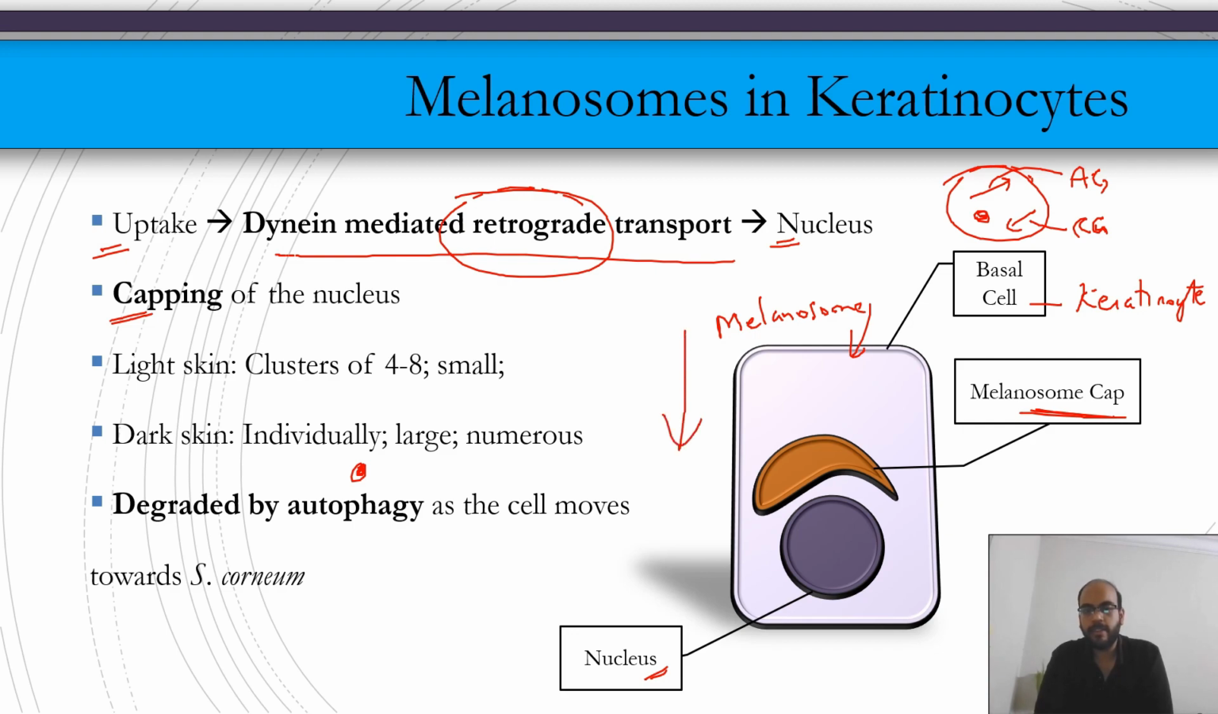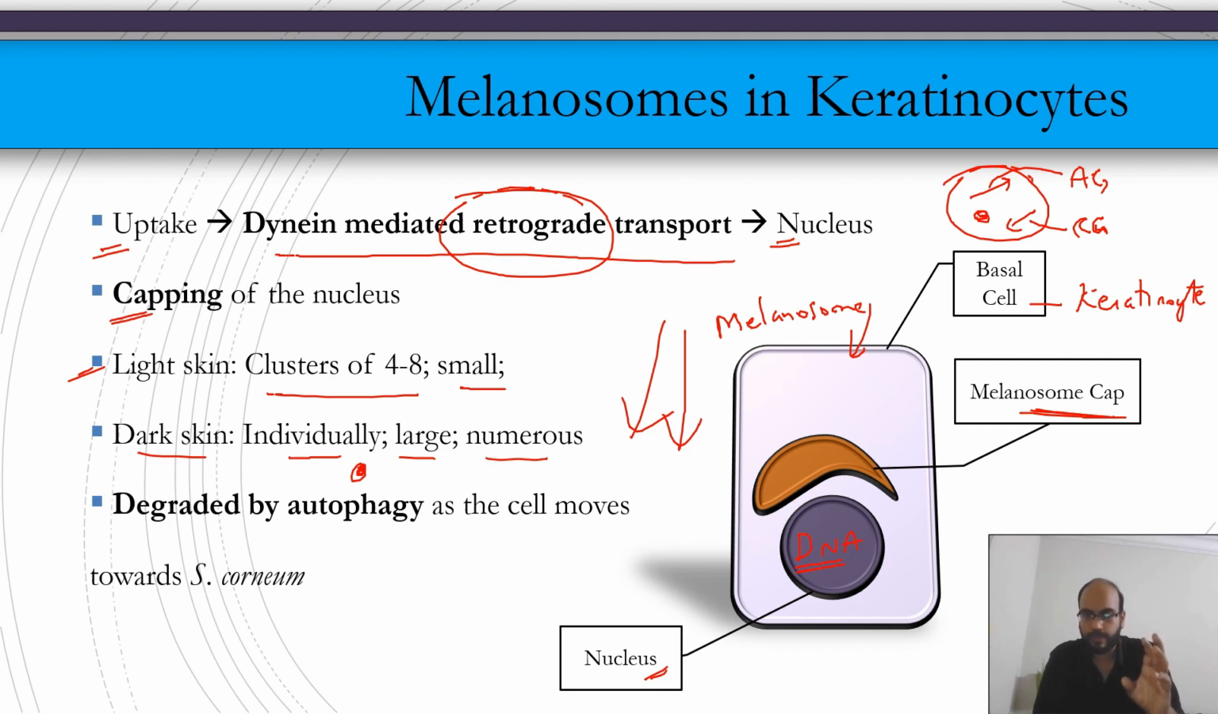Okay. UV light is coming from this direction. So it acts like an umbrella, a cap to save the nucleus. Why the nucleus? Because DNA is present here. So you need to protect the genetic material, and that is how melanosomes form a cap to protect the DNA material. So in light skin, the melanosomes are present in clusters of 4 or 8 or small, while in dark skin, they are large, individually present, and numerous, multiple.